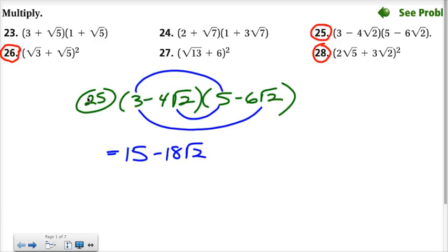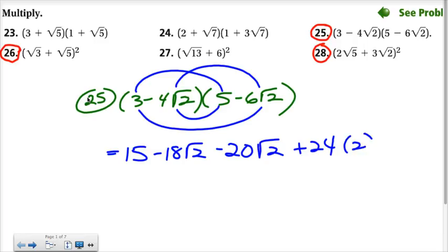And then inside times inside, negative 4 square roots of 2 times 5. Multiply the integer pieces together, so negative 20 square roots of 2. And then last times last. A lot to keep track of there, but all you do is integer times integer, so negative 4 times negative 6 is plus 24, and then the square root of 2 times the square root of 2 is the square root of 4, which ends up just being 2.